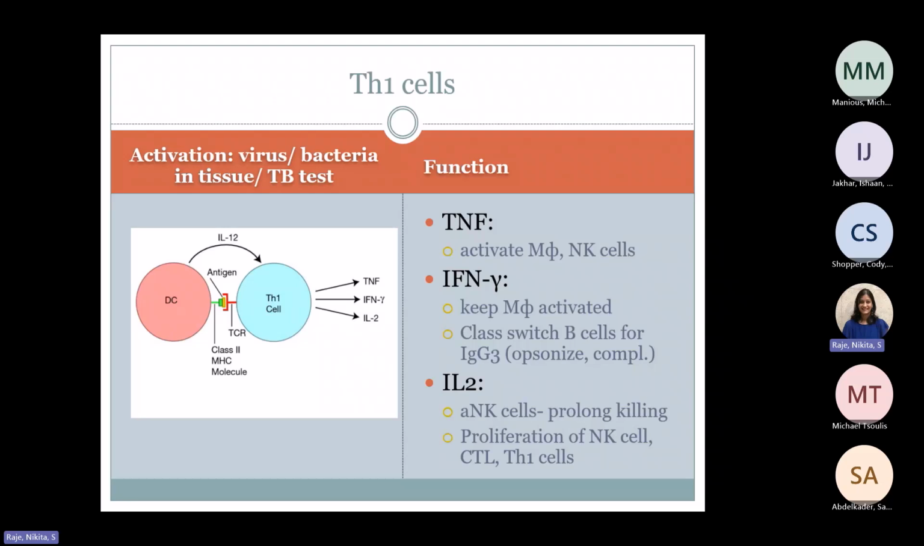IL-2 helps in activating NK cells and prolong their killing function. They help in proliferation of NK cells, T helper cells, Th1 cells, as well as CTLs. What do CTLs help with? They also help in intracellular infection clearing. So all these cytokines have a particular function that is specific to kill the trigger that caused these cytokines to be released in the first place.